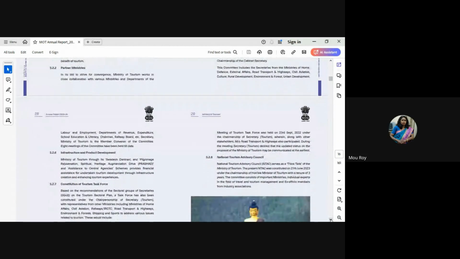This is very important: infrastructure and product development. The Ministry of Tourism, through its Swadesh Darshan and PRASHAD, the Pilgrimage Rejuvenation and Spiritual Heritage Augmentation Drive, provides financial assistance for the development of tourism through infrastructure creation and enhancing tourism experiences. One is PRASHAD and another is Swadesh Darshan. Swadesh Darshan is about visiting different places through circuits. Like in Orissa, whoever comes to Bhubaneswar has a desire to visit three places, that is Bhubaneswar, Konark.